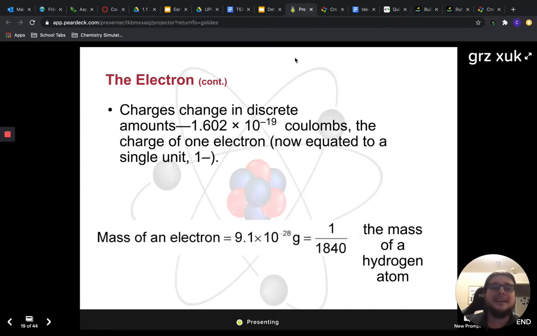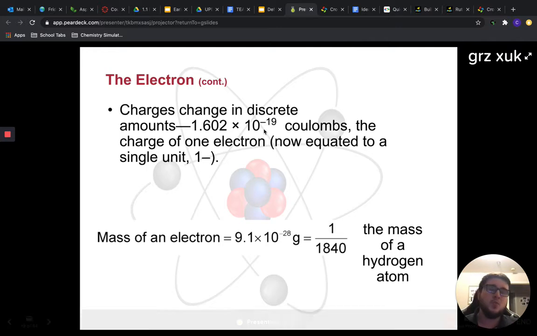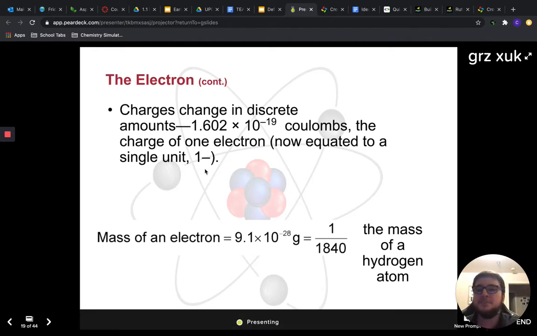Okay? And he learned that charges change in discrete amounts. Discrete just means it changes by the same increment every time. And that increment is 1.602 times 10 to the minus 19 coulombs, which is the unit for charge. But this is a number that's not particularly easy to work with. So we just call the charge of an electron now just 1 minus. We just redefined it as a single unit, and now an electron has a charge of 1 minus. That just makes life easier for us. So that's why we do it.